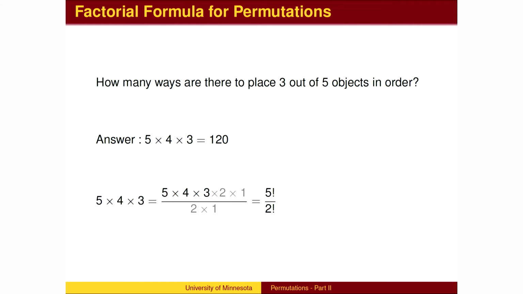Here's another approach based on factorials. We start with the numerator as if we are placing all 5 marbles in order as a full permutation. We then realize that we don't need the last 2, so we remove the last 2 factors by dividing by 2 times 1. Note that there were 5 marbles to start, and we were asked to arrange 3 of the 5 in order, so the factorial that we divide by is the number of marbles left over, in this case 2.